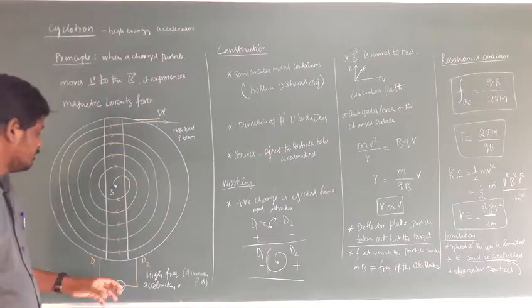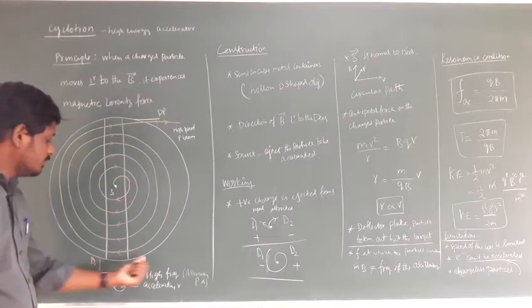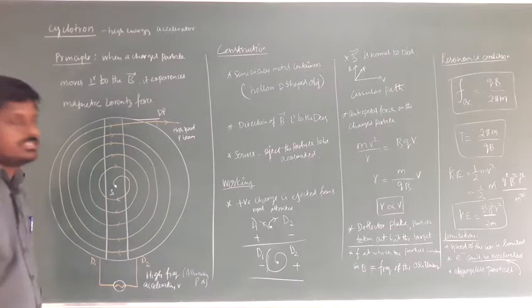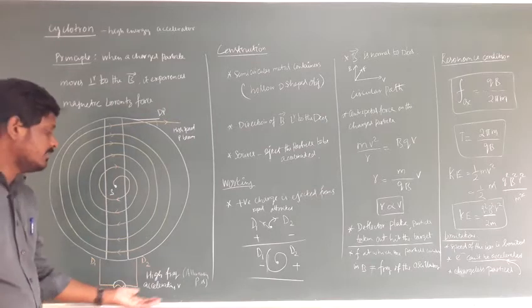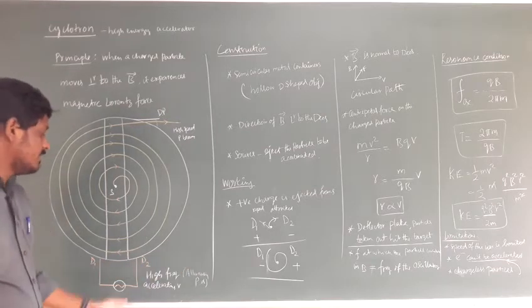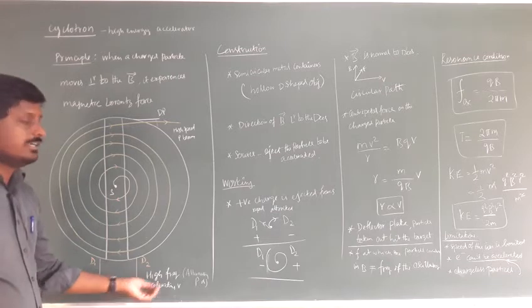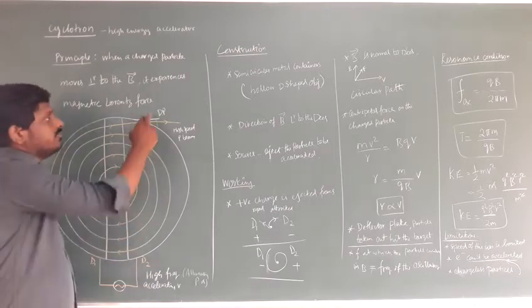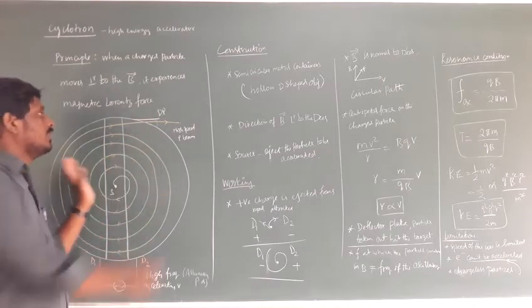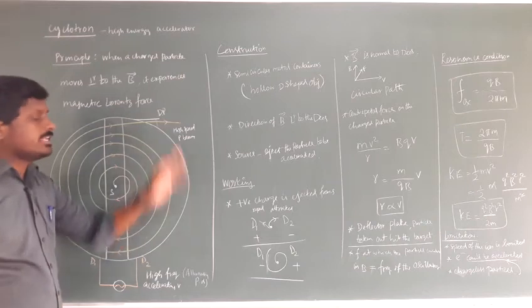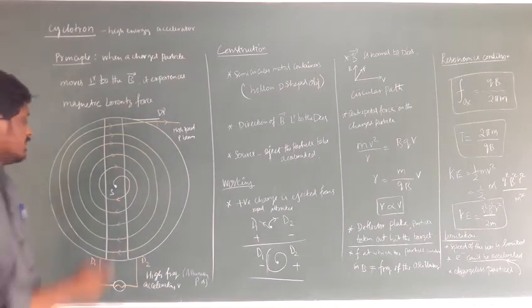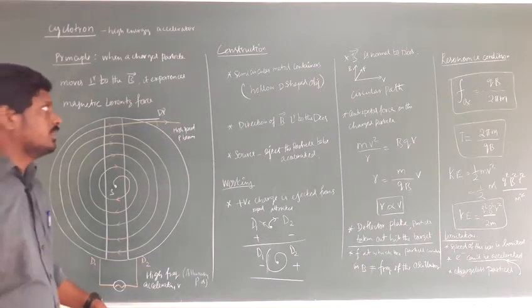After that, the Ds, D1 and D2, are connected to a high frequency alternating potential difference, or high frequency accelerating voltage. Then finally there is a deflector plate. This is used to take out the charged particles as a high speed proton beam. Actually, we are using a proton here.